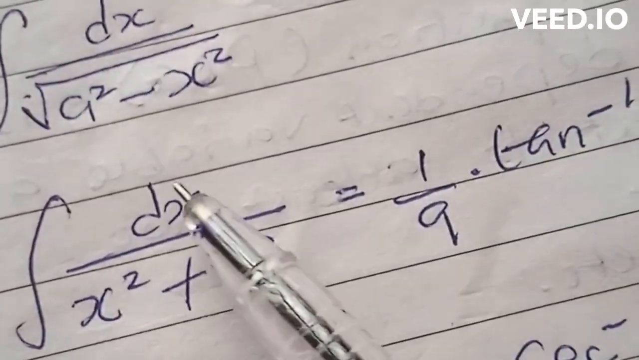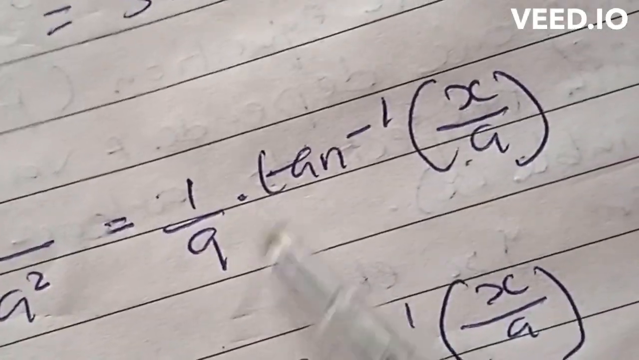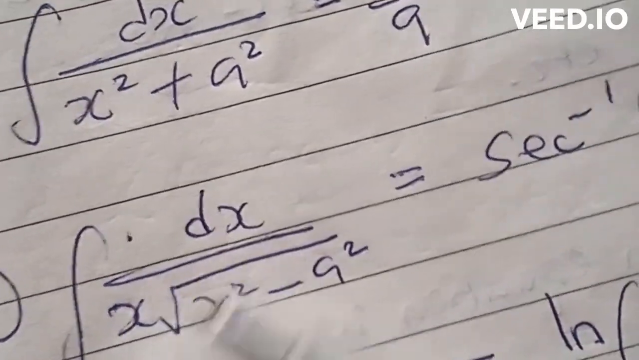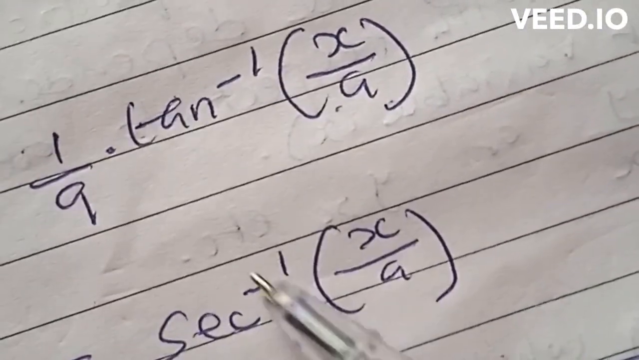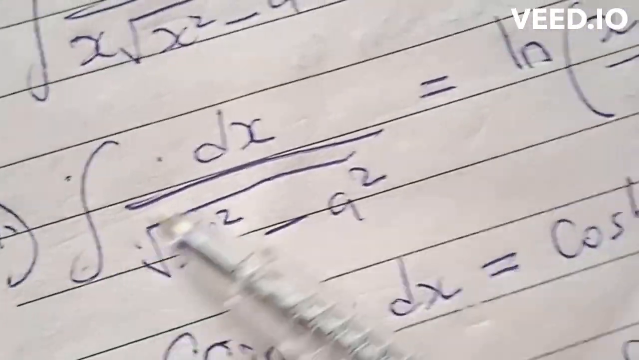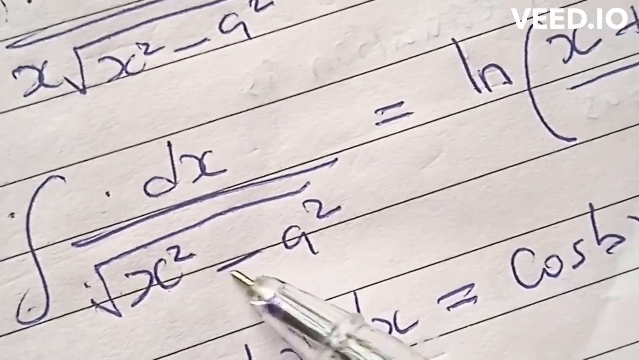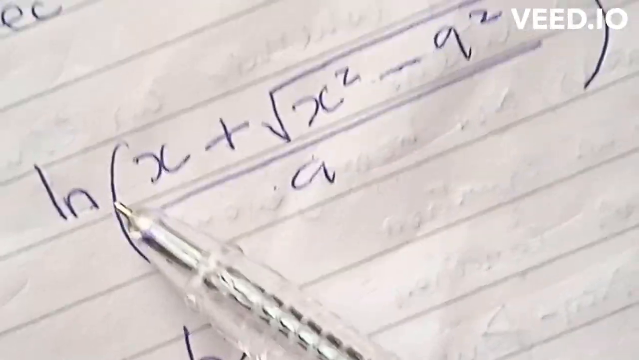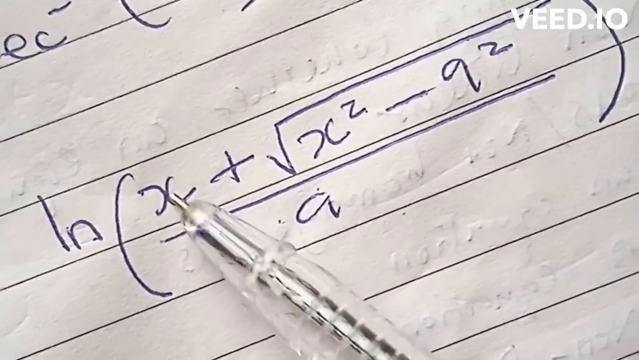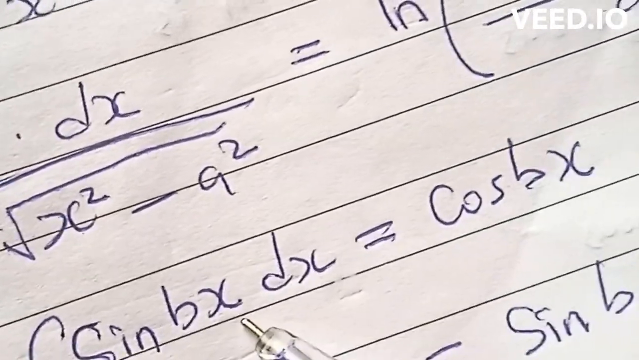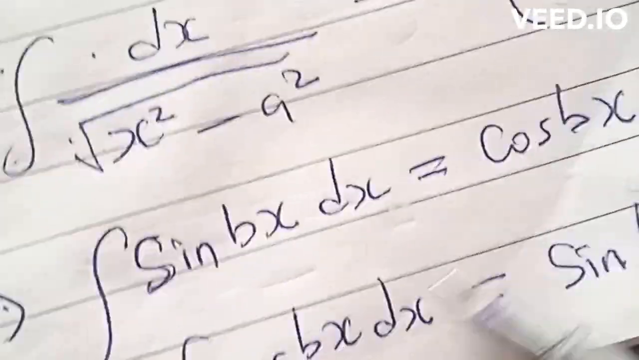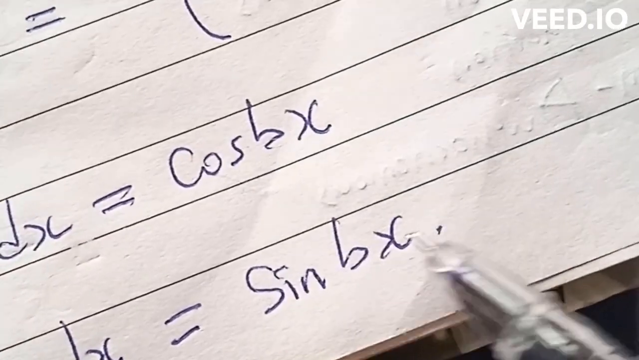Integrating 1 over x squared plus a squared with respect to x will give you 1 over a multiplied by tan inverse of x over a. Integrating 1 over x square root x squared minus a squared with respect to x will give you sec inverse of x over a. Integrating 1 over square root x squared minus a squared with respect to x will give you natural log of the absolute value of x plus square root x squared minus a squared all over a. Integrating sine bx with respect to x will give you cos bx, and integrating cos bx with respect to x will give you sine bx.